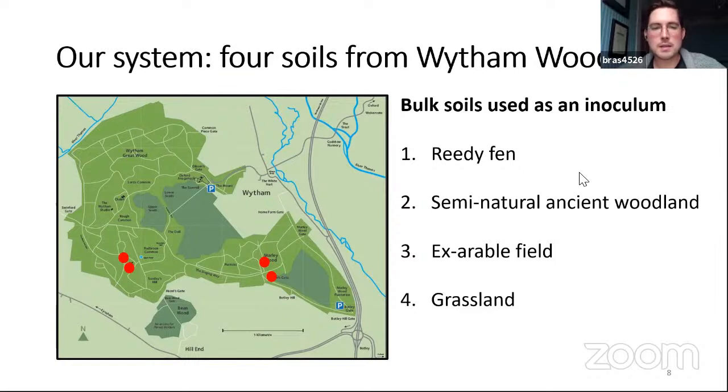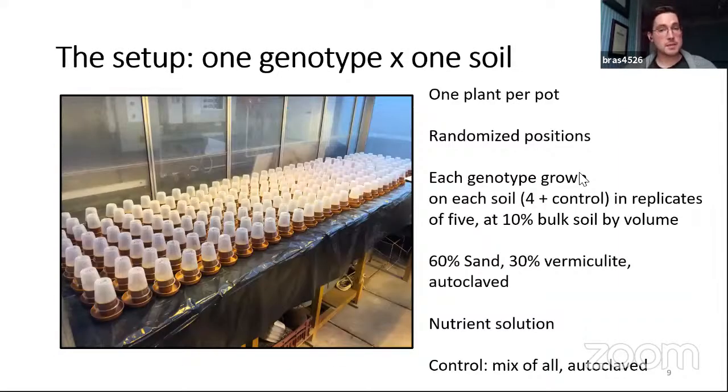The reason we chose these 4 sites was because we know that one of the main predictors of differences in soil communities is the difference in the above ground plant community. These four sites do have different plant communities, and they also have different life histories. The reedy fen, the semi-natural ancient woodland, the ex-arable field, which obviously would have been agriculture with crops in it, and then the grassland, which has been, I believe, chalk grassland since the 80s. So these sites were picked because we went in with the understanding that they should have different soil communities. Let's say that.